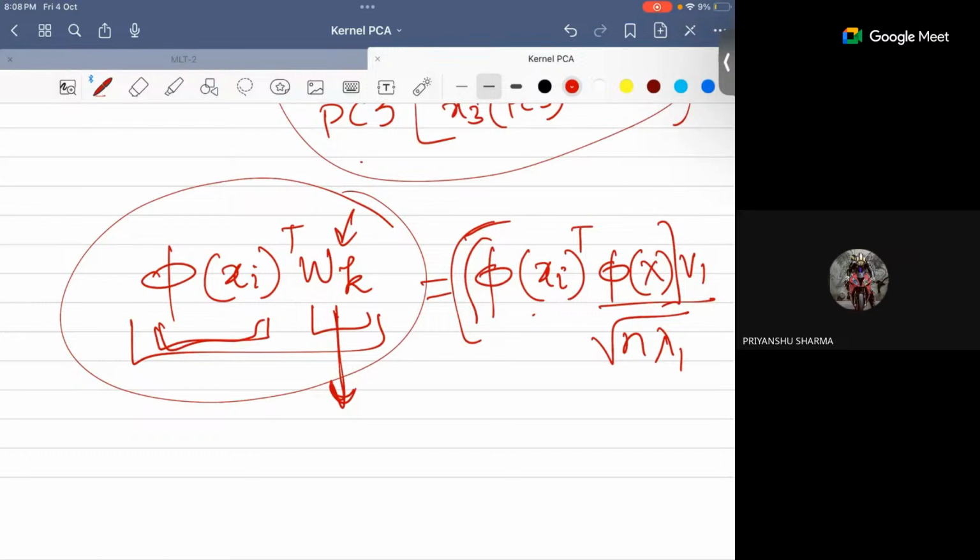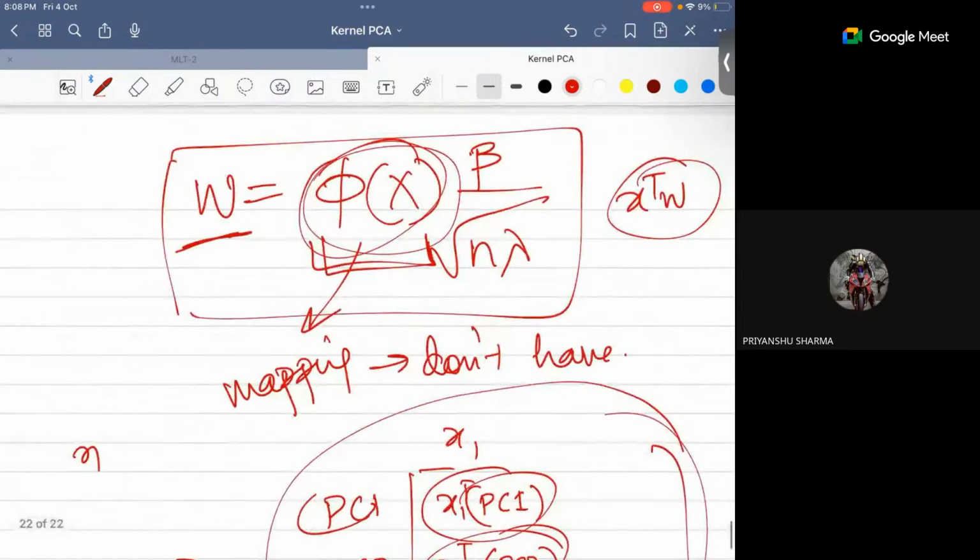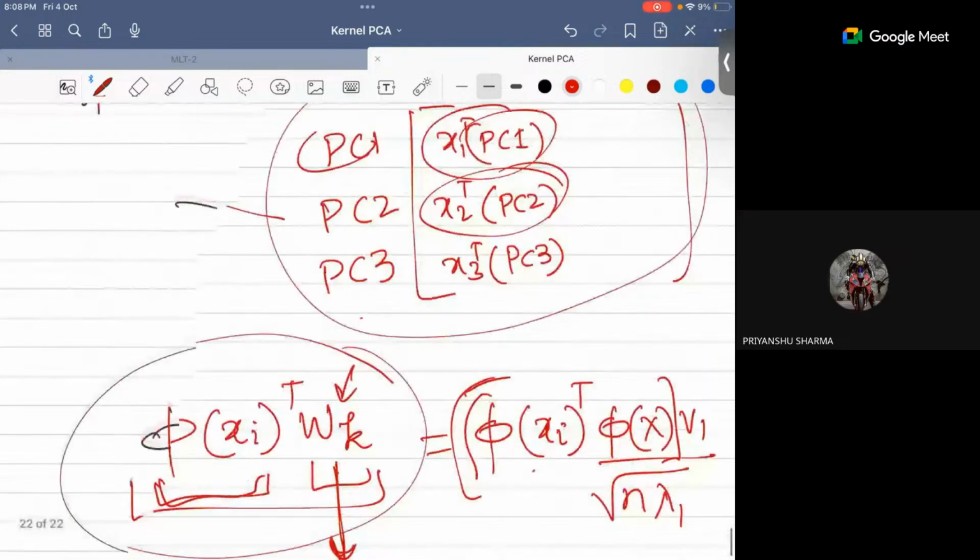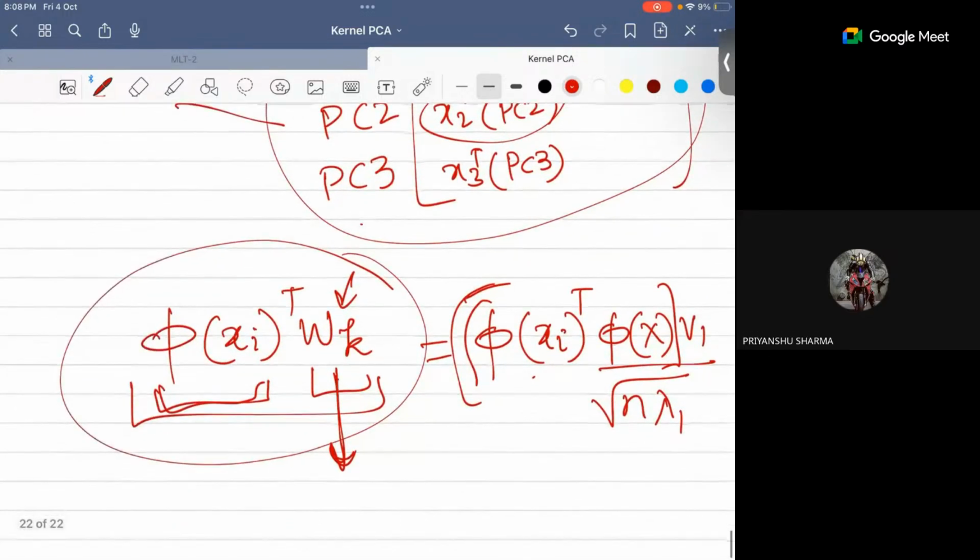So see, we were not able to calculate the w, like the eigenvector, because we don't have the mapping. We don't have the mapping because it was very difficult to map each of the data into some n dimension. But we took the help of the polynomial kernel function. The polynomial kernel function helped us to directly transform the smaller data to some bigger dimensions. Correct.